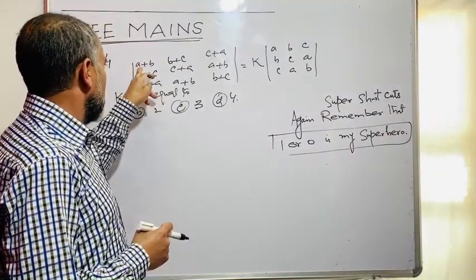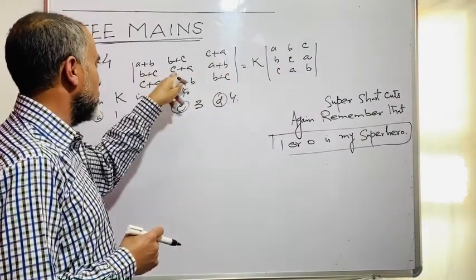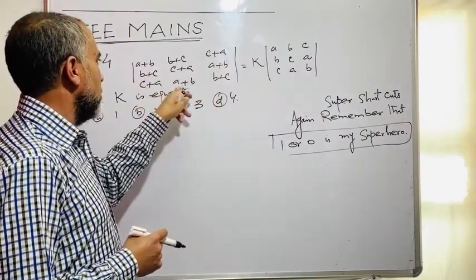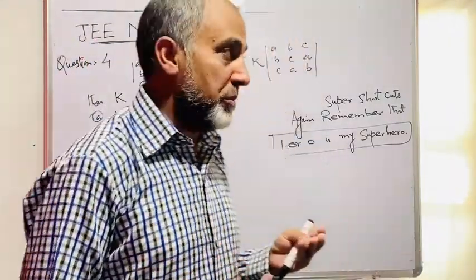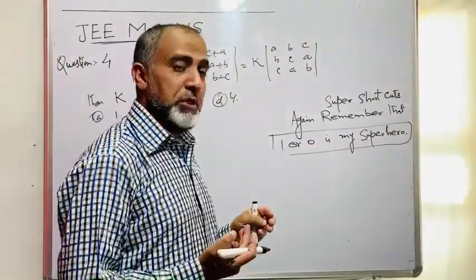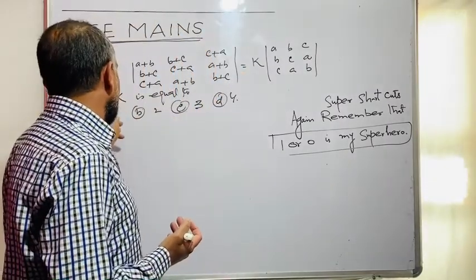Row wise, we have row first is A plus B, B plus C, C plus A, then B plus C, C plus A, A plus B, C plus A, A plus B, B plus C. On the right hand side, we have K times the determinant row wise A, B, C, B, C, A, and C, A, B. K times.